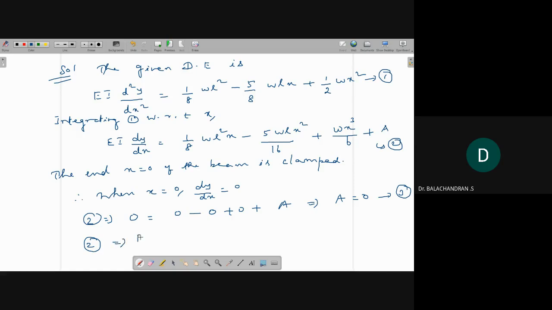EI dy by dx equal to 1 by 8 omega L square x minus 5 by 16 omega L x square plus omega x cube by 6, a equal to 0. I call this equation 4. So again integrate equation 4 with respect to x.